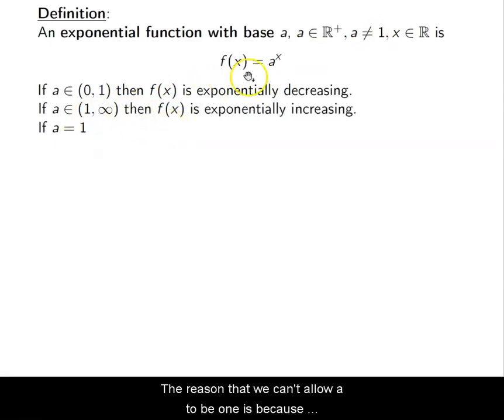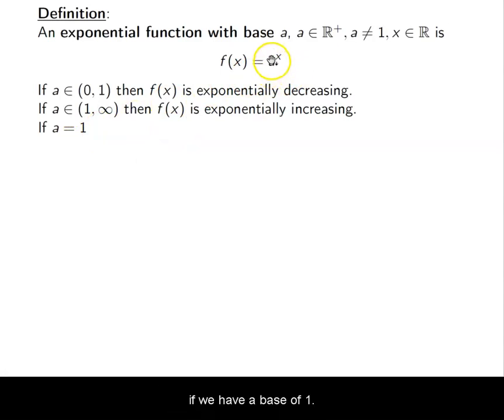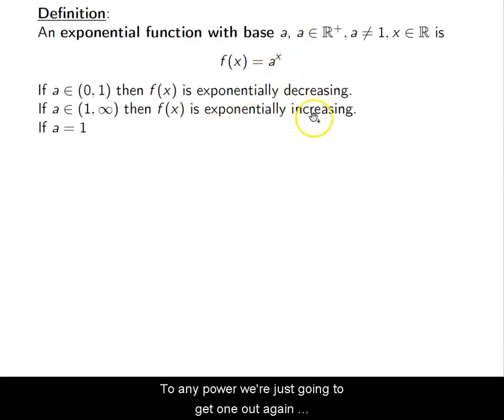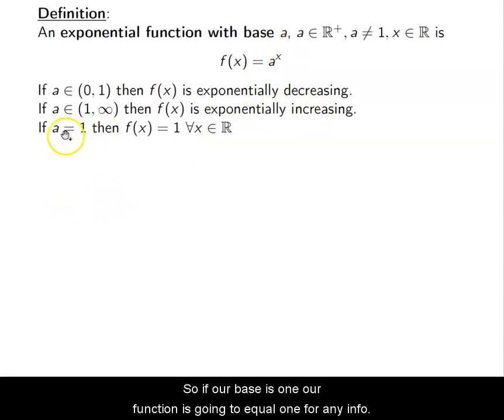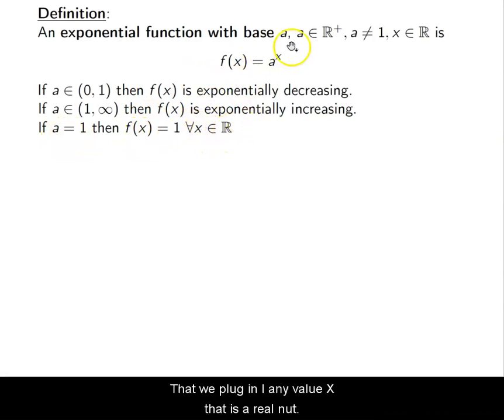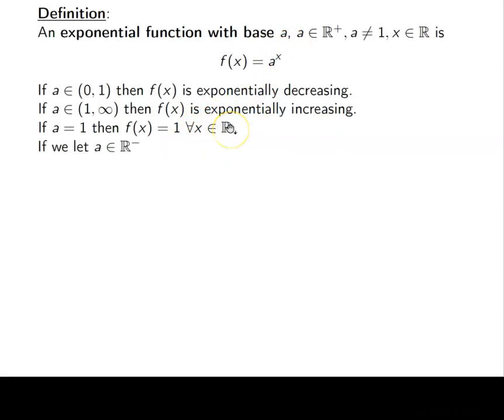The reason that we can't allow a to be 1 is because if we have a base of 1 to any power, we're just going to get 1 out again, right? 1 to the 12th power is 1. So if our base is 1, our function is going to equal 1 for any input that we plug in, any value of x that is a real number.